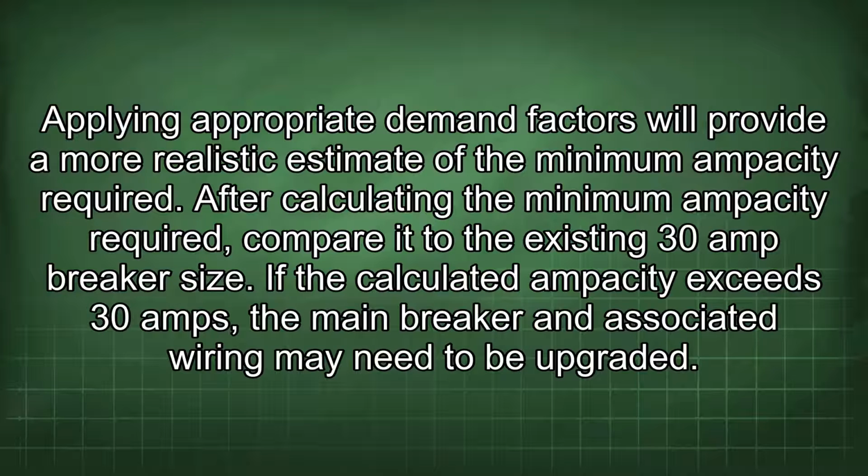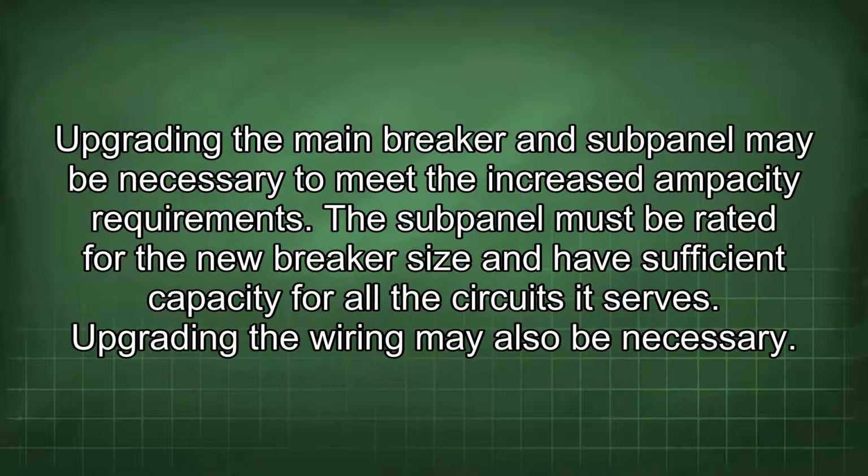After calculating the minimum ampacity required, compare it to the existing 30 amp breaker size. If the calculated ampacity exceeds 30 amps, the main breaker and associated wiring may need to be upgraded. Upgrading the main breaker and subpanel may be necessary to meet the increased ampacity requirements. The subpanel must be rated for the new breaker size and have sufficient capacity for all the circuits it serves.